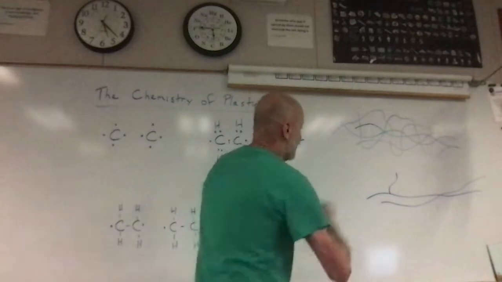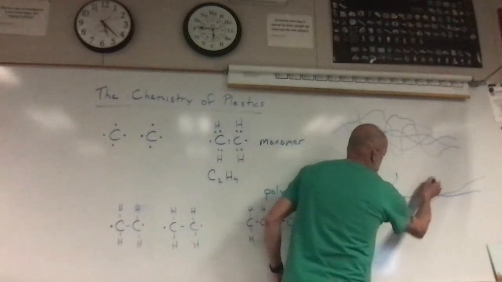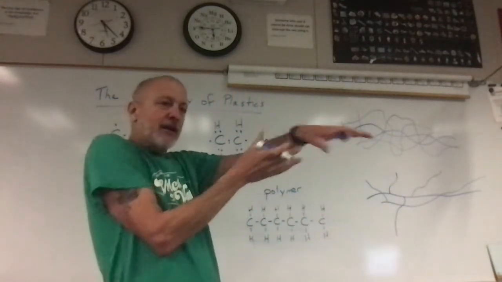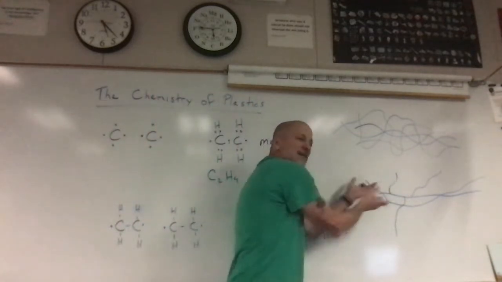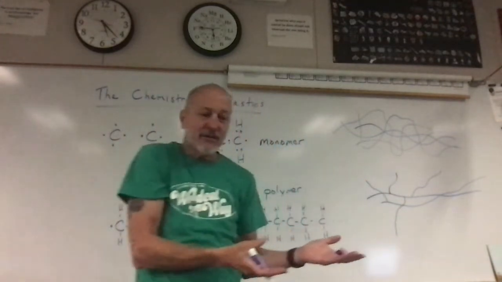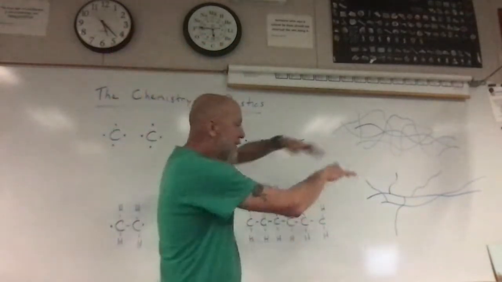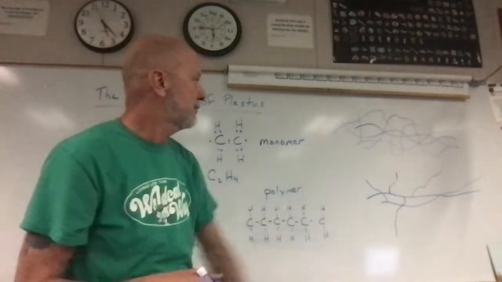So I'm going to branch this guy, maybe in several different places. These branches can be quite long. But now what do I have? It's kind of like a barbed spaghetti. So now they're not as able to slide past each other. The plastic becomes less flexible because of that branching. So the branched polymers are less flexible than what we call the straight chain polymers.